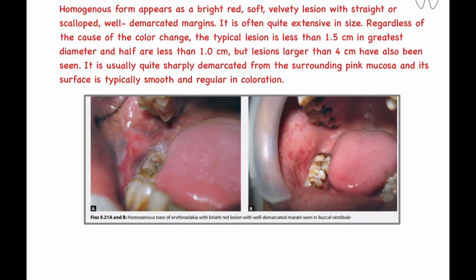This particular lesion is very sharply demarcated from the surrounding mucosa, and the surface of the lesion is typically smooth, and the color is very regular. As the name itself indicates, it is homogeneous, that means the color of the lesion is very uniform, and the borders of this particular variant are usually well defined, as you can see in these pictures.